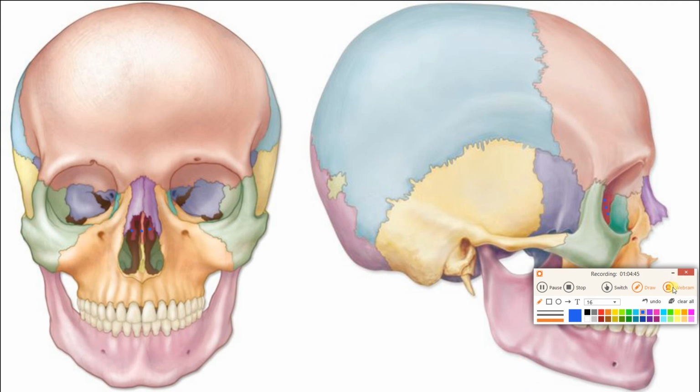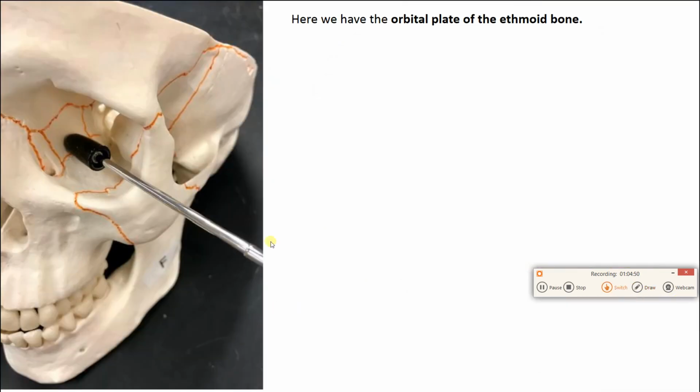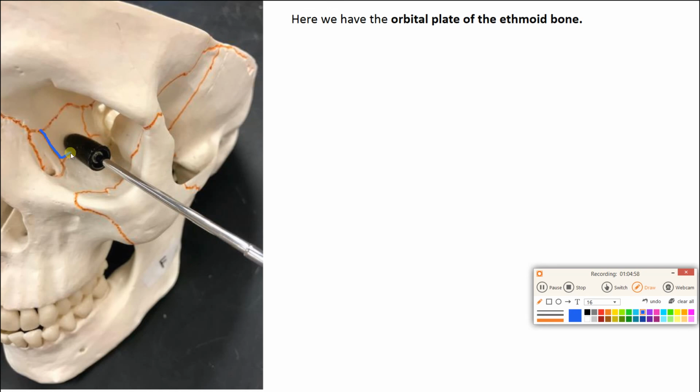Okay, let's start looking at that model. This sort of quadrilateral chunk that you see right here, that is the orbital plate of the ethmoid bone. Right there. It's going to form the medial wall of your orbit. You can see, check it out, the optic canal is back there. There's a superior orbital fissure. You can see those, okay? All right. So we're done with the orbital plate of the ethmoid bone.